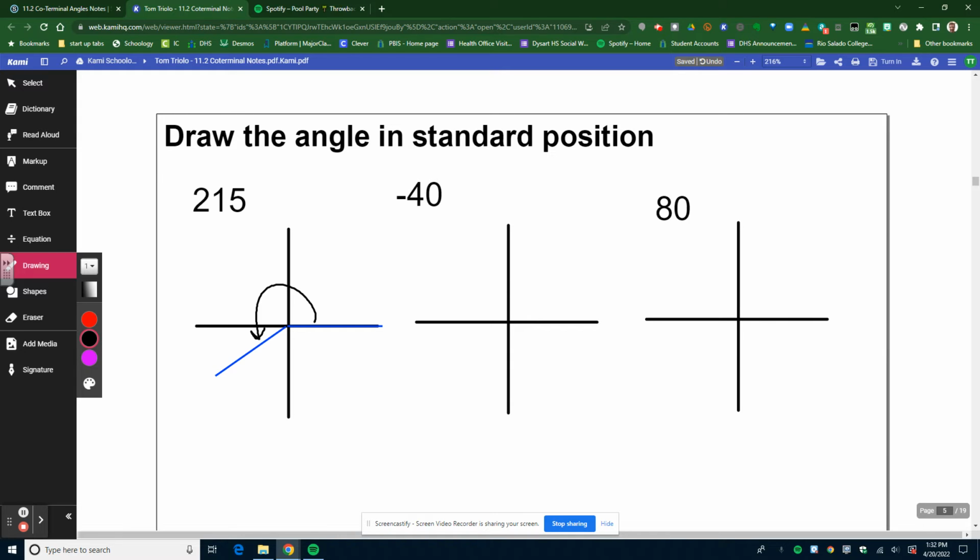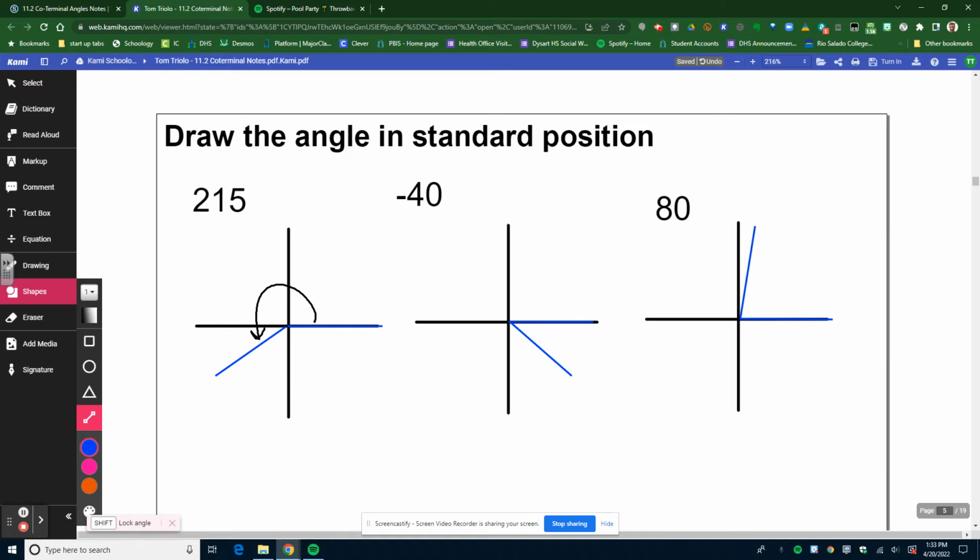Done. This time, instead of going counterclockwise, going clockwise. So shapes tool. Go to the right. And I'm going down 40. So look at the top number, not the bottom number, the top number. We'll talk more about that in a little bit. 80 degrees. Go to the right. Looking for the number at the vertex to be 80. That's 81. That's pretty close.